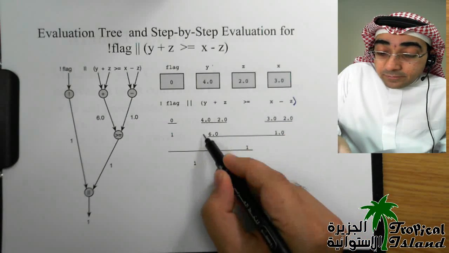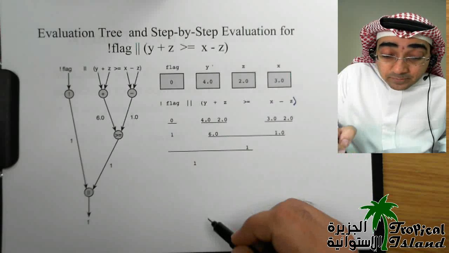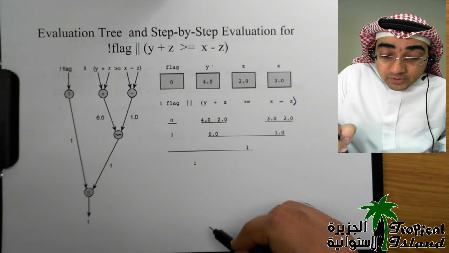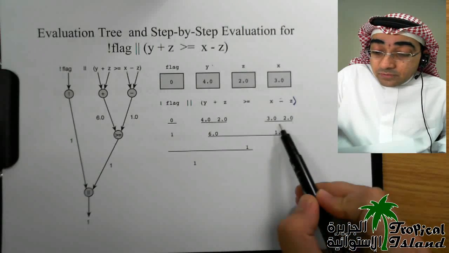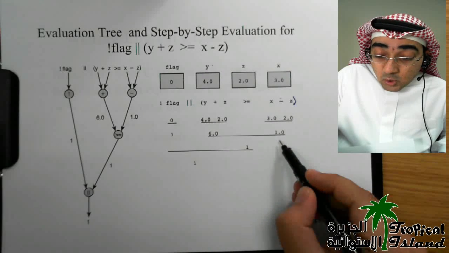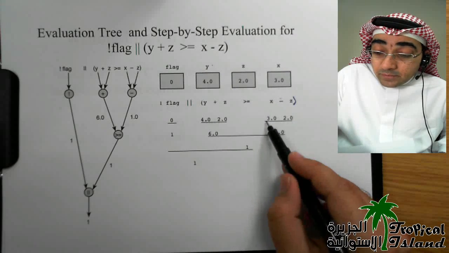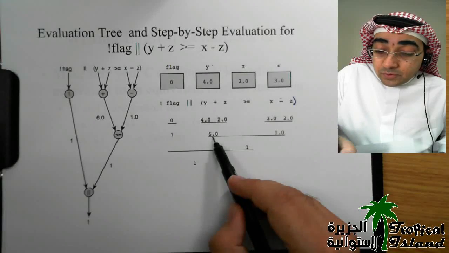So we get the 0.6, and this is the first operation that we're going to do. Then the second operation we're going to do is the subtraction. So 3 minus 2, we're going to get 1. From 3 minus 2, we get a 1, and 4 plus 2, we got a 6.